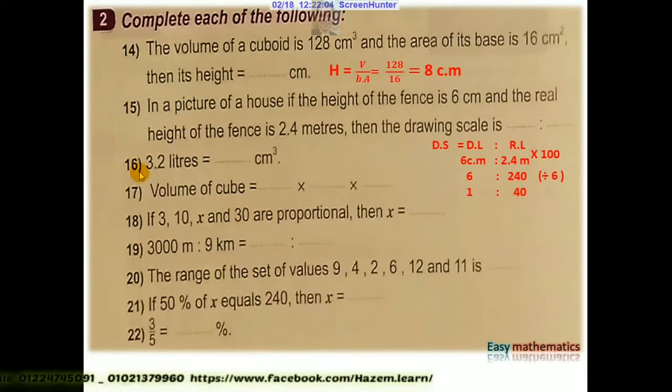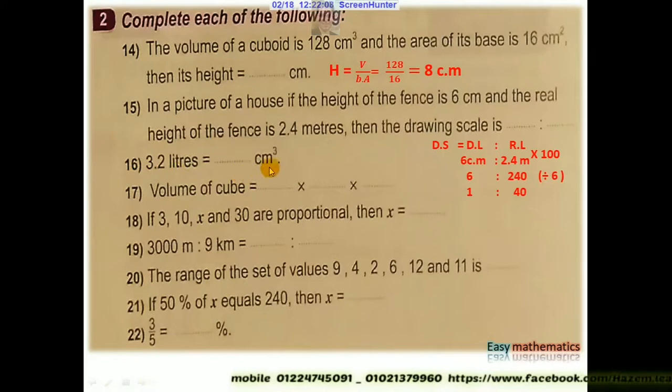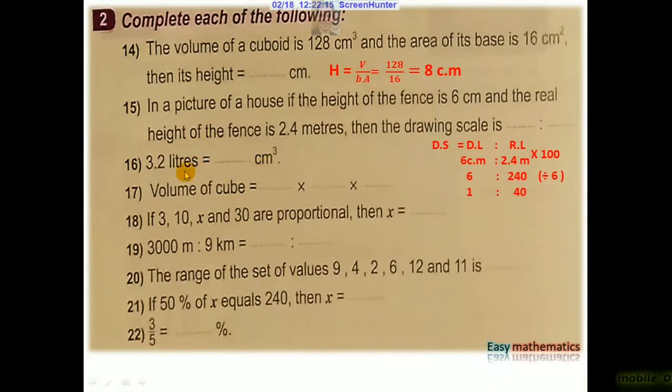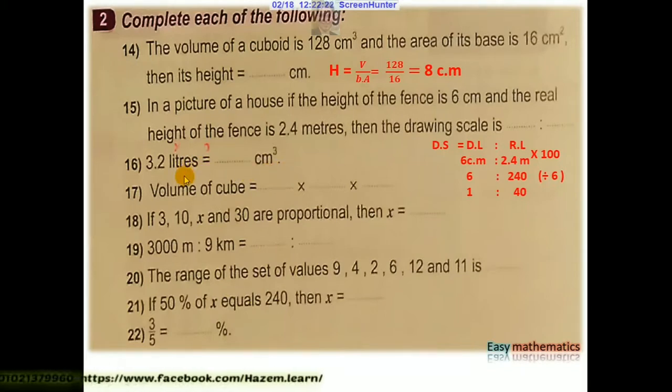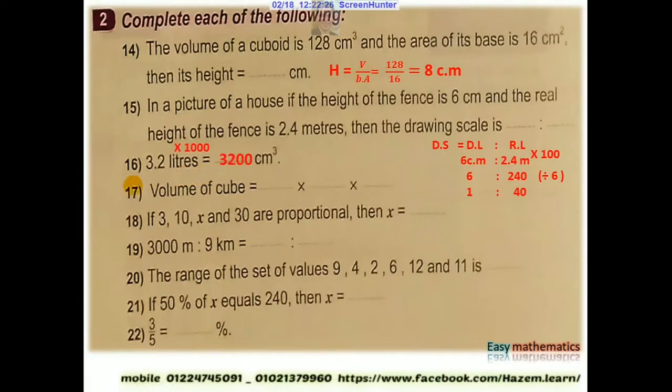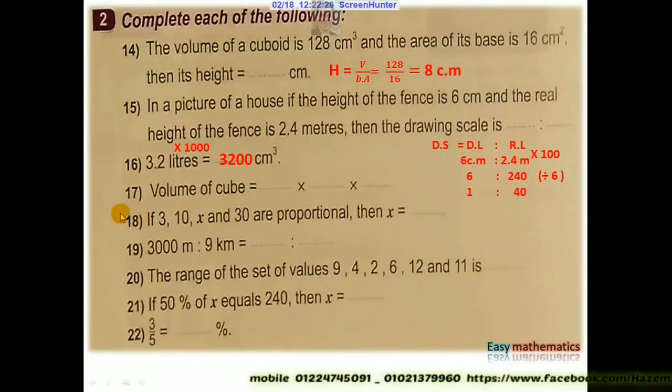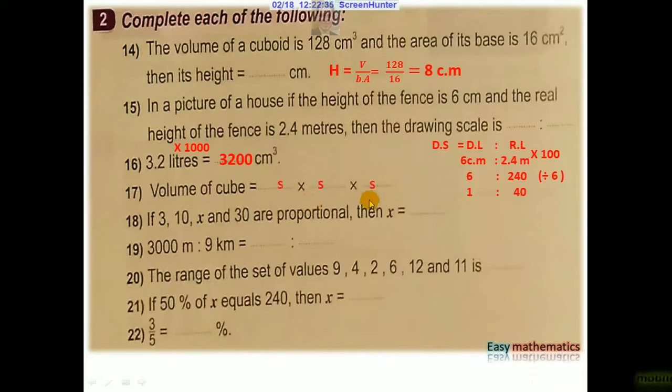Number 16, 3.2 liters equals how many cubic centimeters? To change from cubic decimeter to cubic centimeter, we multiply by 1000. So to change from liter to cubic centimeter, also we multiply by 1000. So it will be equal 3200. Number 17, this is a rule. Volume of a cube equals what? It will be side times side times side.